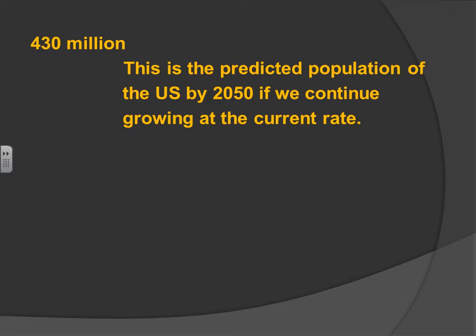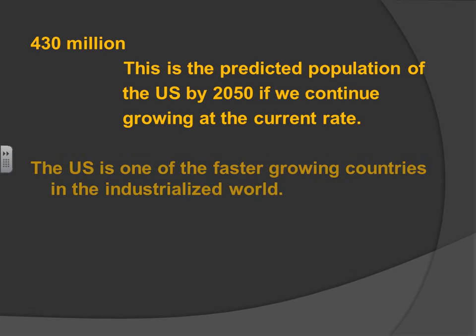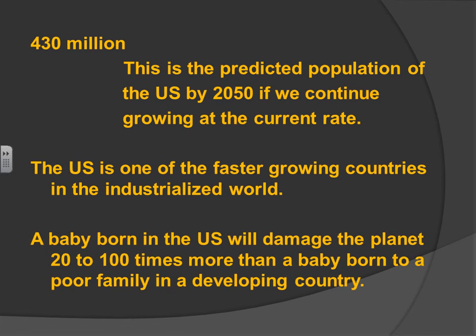But let's put this in terms that relate to the environment. Right now, the United States is one of the fastest growing countries in the industrialized world. So what that means is that a baby born in the United States will damage the planet 20 to 100 times more than a baby born to a poor family in a developing country. So even though we may be growing at a smaller percentage, the people living in an industrialized country tend to cause a lot more damage to the environment than more people living in a less industrialized country.